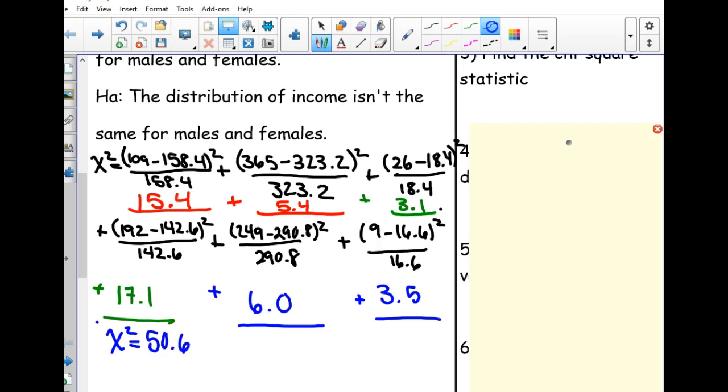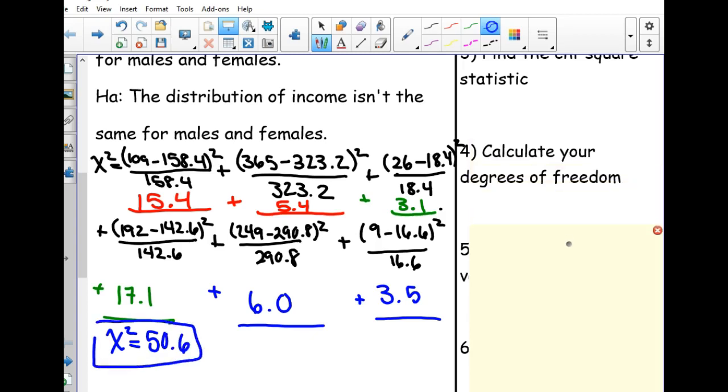We're almost done. The tedious piece is done. Your next step is you need to find your degrees of freedom. Your degrees of freedom are your rows minus 1 times your columns minus 1. If you've forgotten, I can write it on the board.